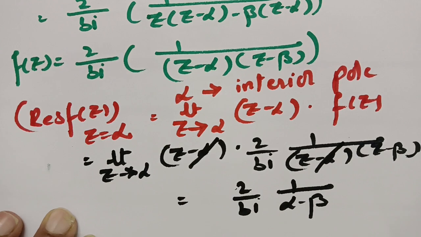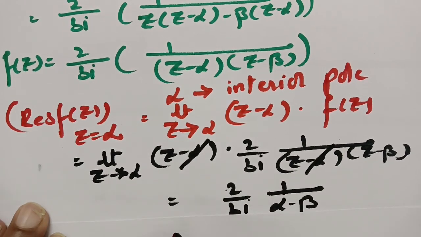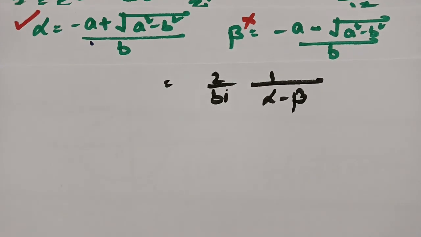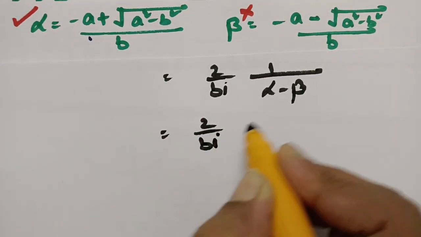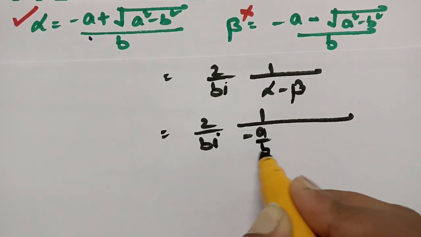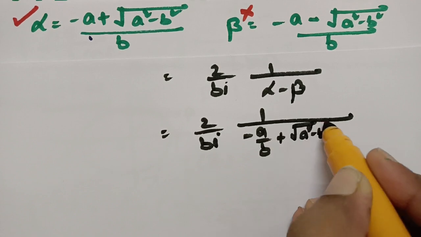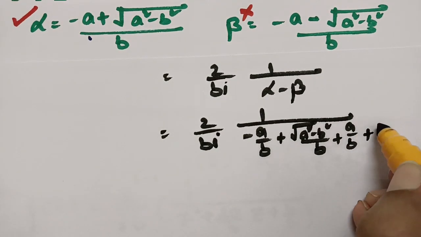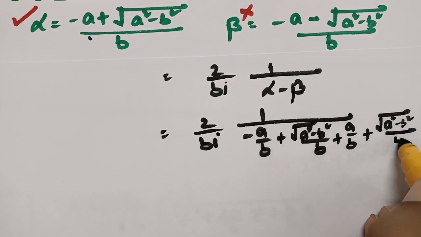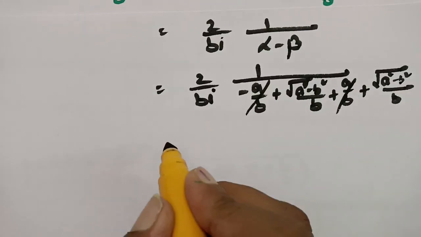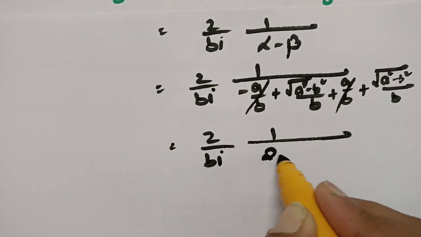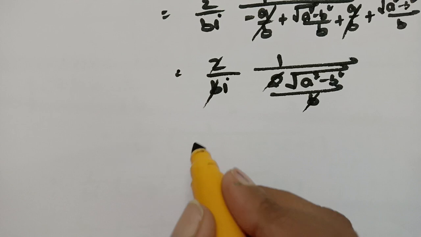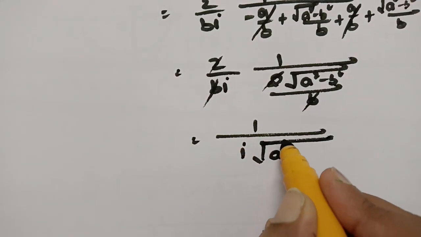So what is alpha and what is beta here? This is the residue value. So this value will be 2 by bi times 1 by alpha minus beta. So what are our alpha and beta values? Alpha is minus a by b plus root over a square minus b square by b, minus of beta, which is minus a by b minus root over a square minus b square by b. Now I can cancel these two, and what remains is 2 by bi times 1 by 2 times root over a square minus b square by b. Now I can cancel this b and 2 also. So this will be 1 by i times root over a square minus b square.